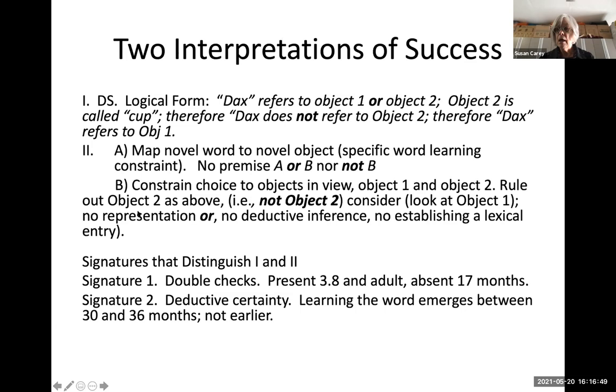Another leaner one is that you constrain the choice to the objects in view. Attention is highly limited, it's constrained. But you do rule out object two because it's named cup. So it's not object two. So here there's the exclusion inference, but there's no representation of or and no deductive inference.